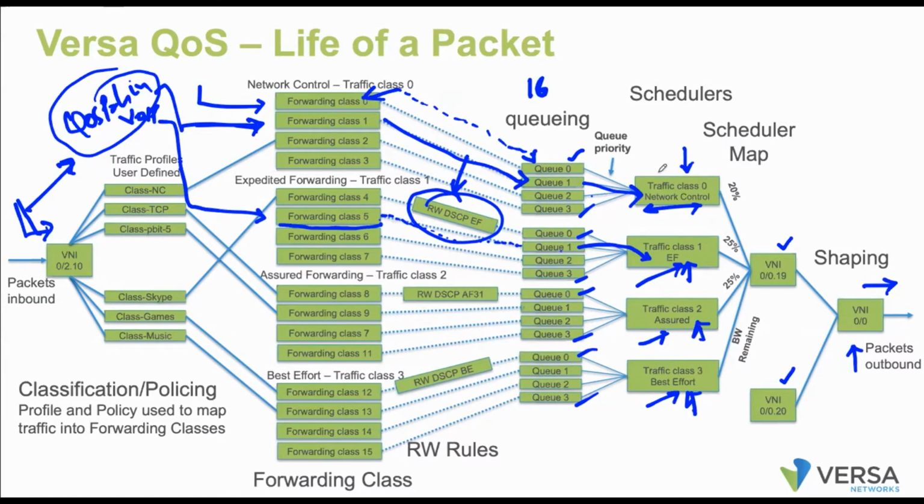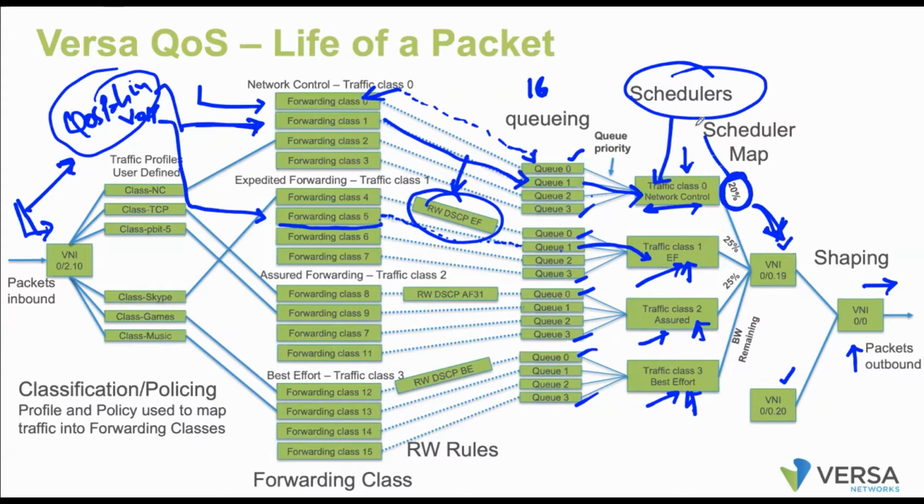Okay. Now, how are we going to allocate the bandwidth? How are we going to mention which traffic is going to have the high priority? That is all decided with the help of the scheduler. So the scheduler will decide, for this traffic class, what bandwidth we are going to allocate out of the available bandwidth on this VNI 0/0, whatever bandwidth we have, so we use that bandwidth available on this interface.